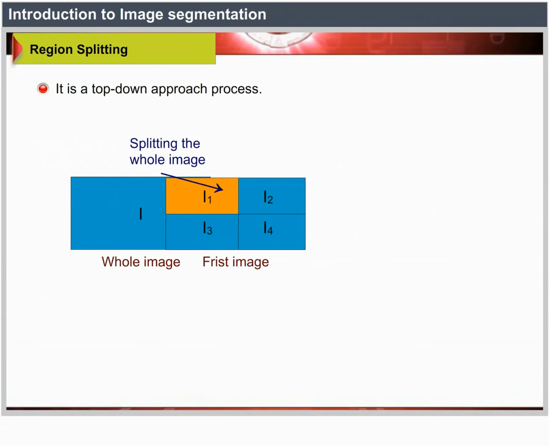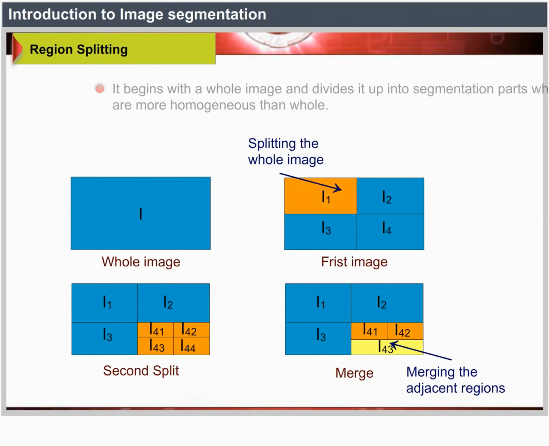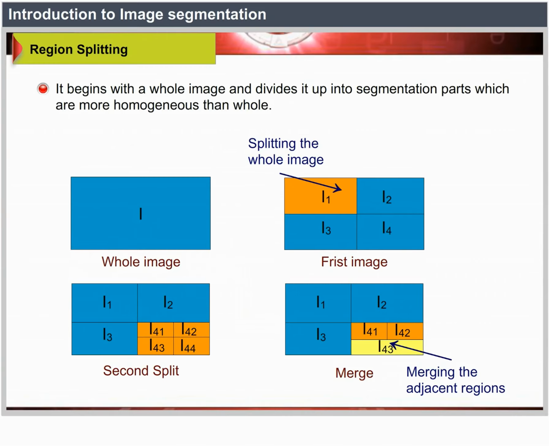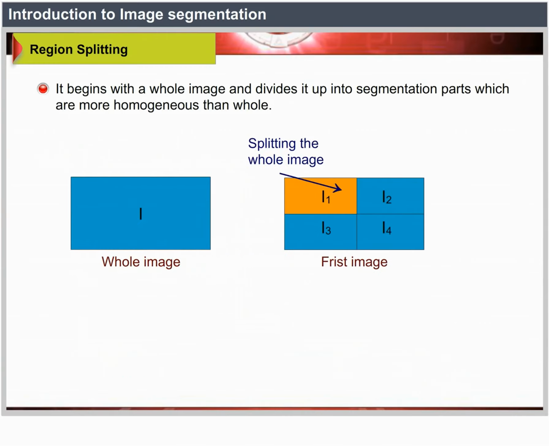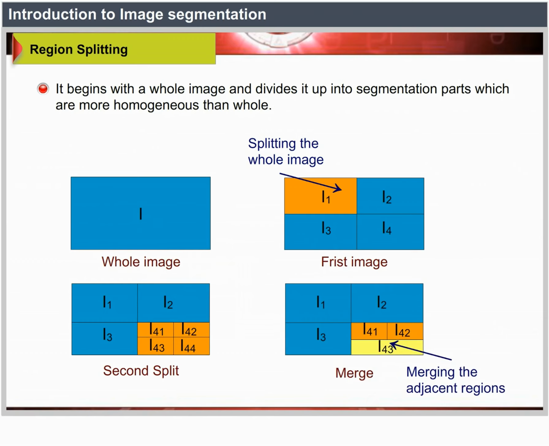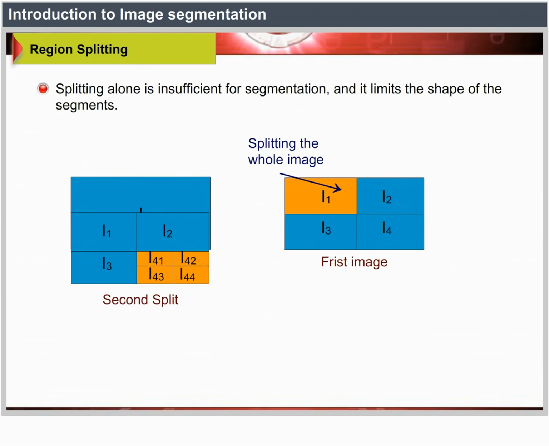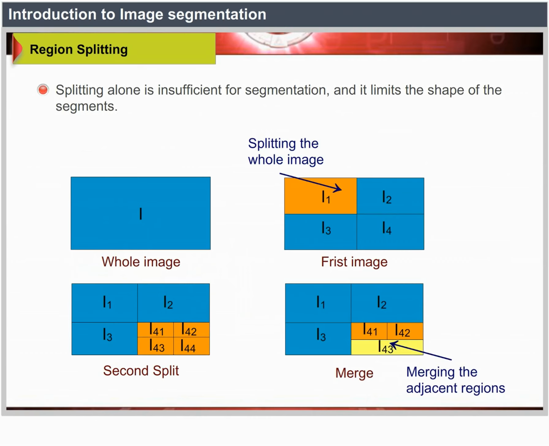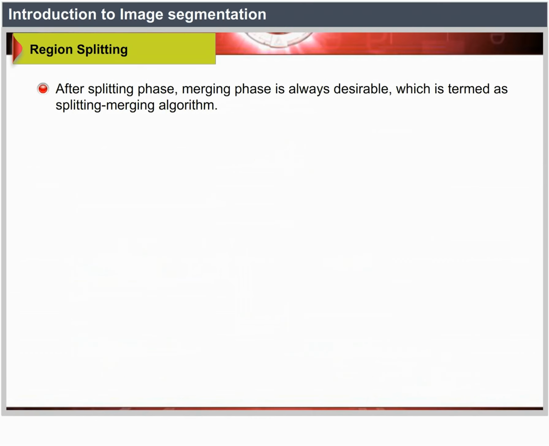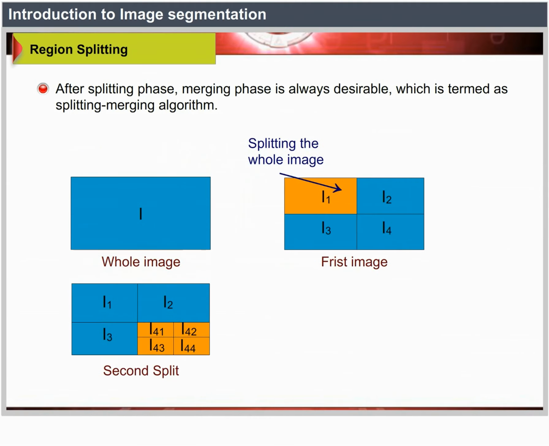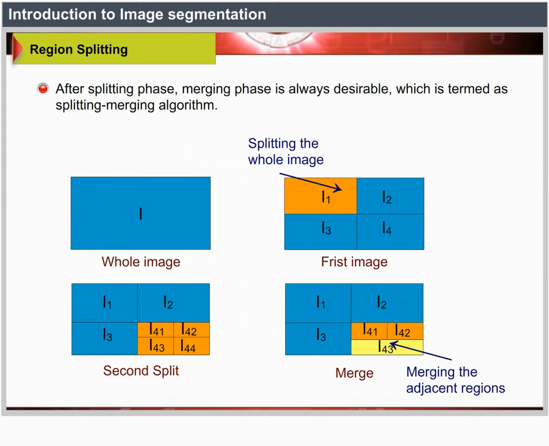Region splitting. It is a top-down approach. It begins with the whole image and divides it up such that the segmented parts are more homogeneous than the whole. Splitting alone is insufficient for segmentation, and it limits the shape of the segment. A merging phase after the splitting phase is always desirable, which is termed the split and merge algorithm.